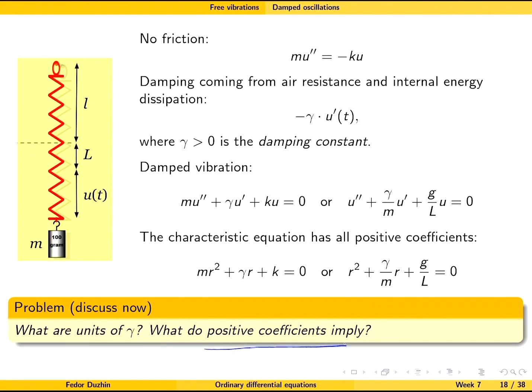positive coefficients imply that the limit of all solutions when t approaches infinity is 0. This is what the fact that coefficients are positive tells us, which makes sense, right? Because we are trying to model real oscillations, and of course in real life oscillations are going to decay and they're going to disappear, so we expect that the limit of all oscillations is going to be 0.